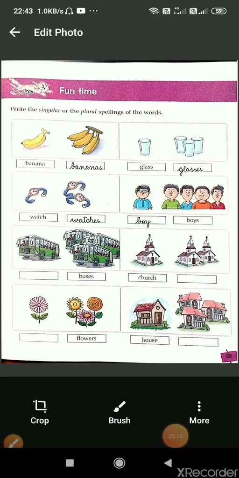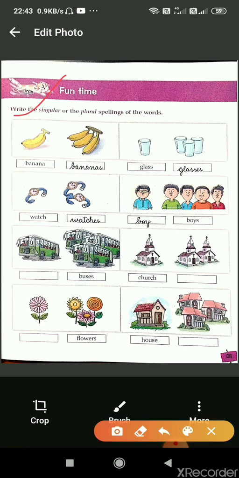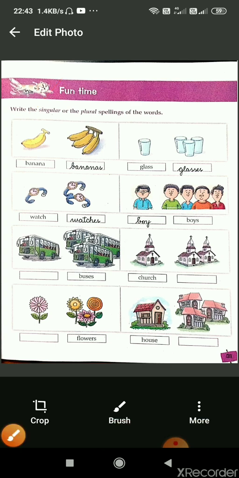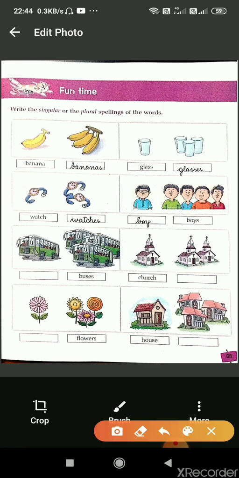Now let's see page number 31. Here in this question you have to just write singular or plural form as required in every picture. As in the first picture we have to write the plural form of banana. That will be bananas. BANANAS, bananas. Next is a picture of glass. Again we have to write the plural form of glass.